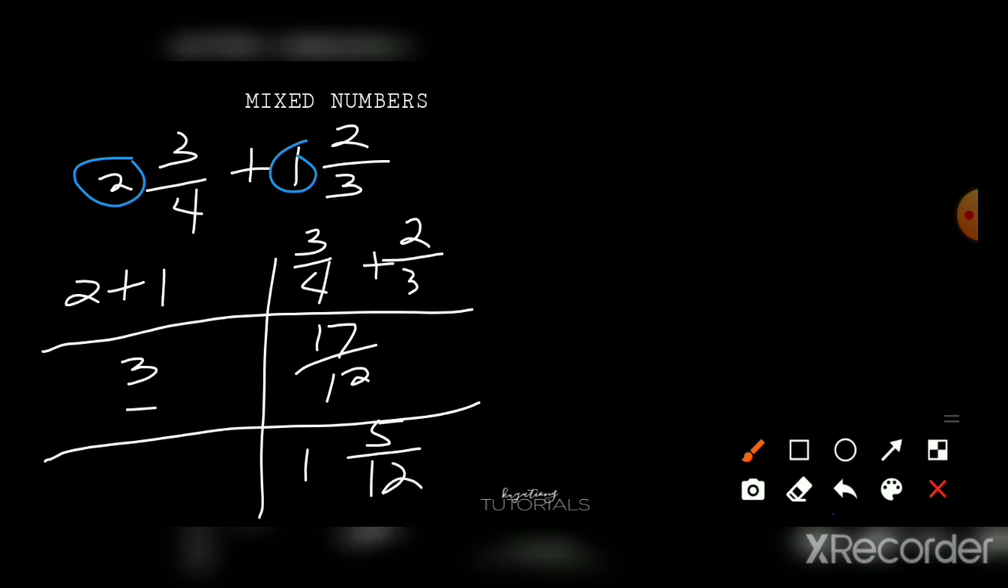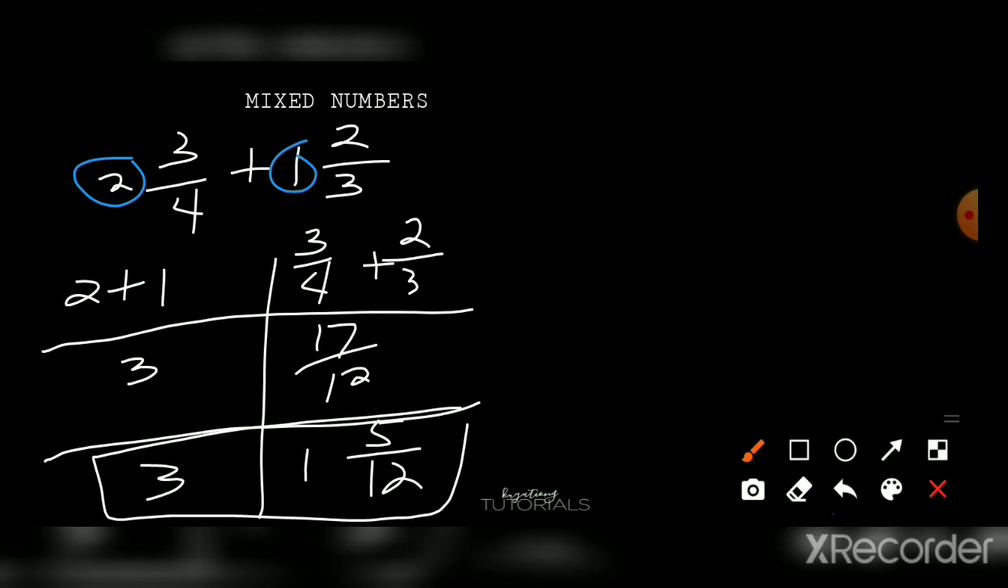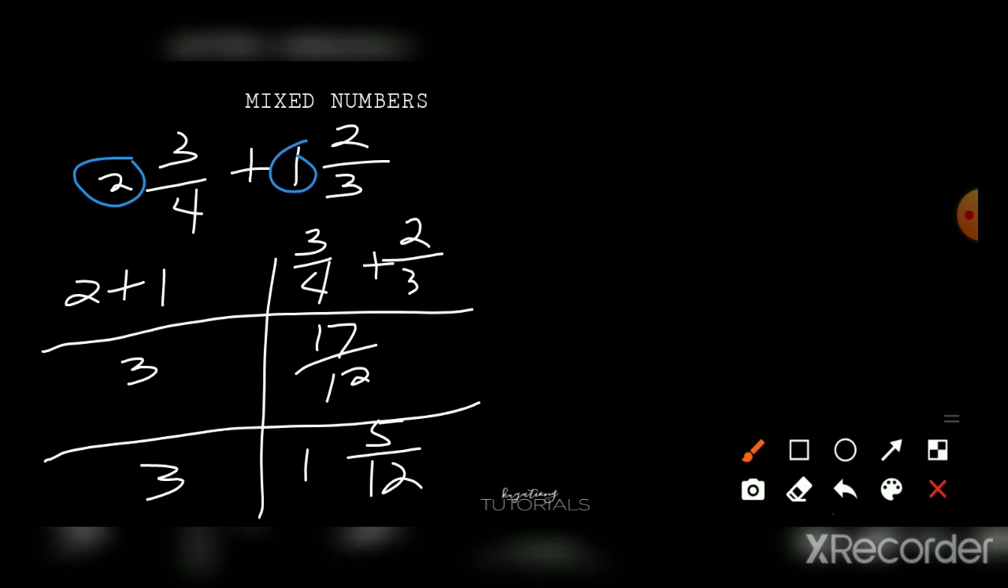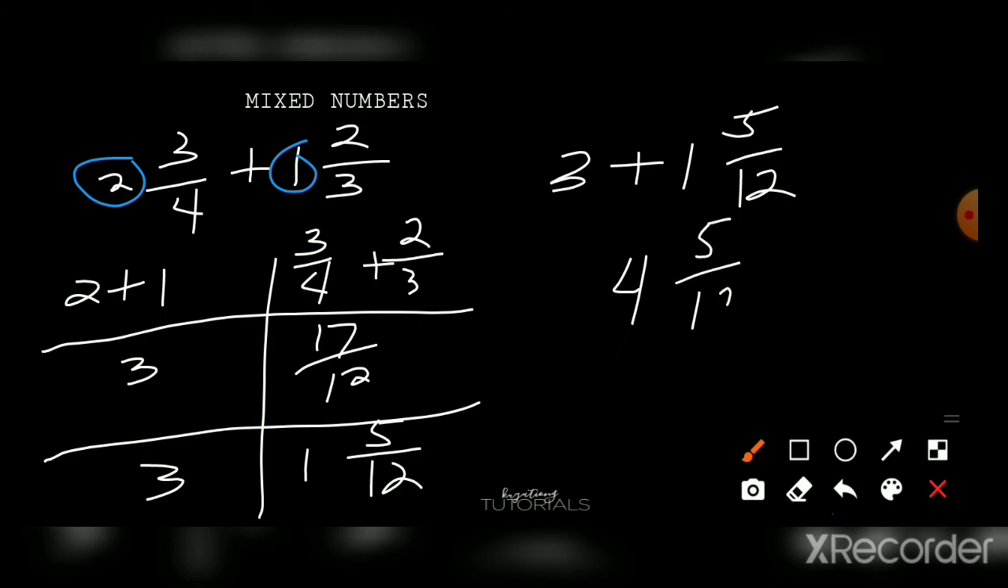So ang nahibilin is 3 na lang. 3, ug 1 and 5/12. So atong i-plus sila. So 3 plus 1 and 5/12. Atong i-plus ang mga nag-inusara. So that is 4 and 5/12. So mao na ang final answer. 4 and 5/12. Okay?